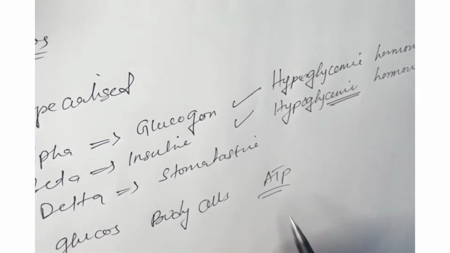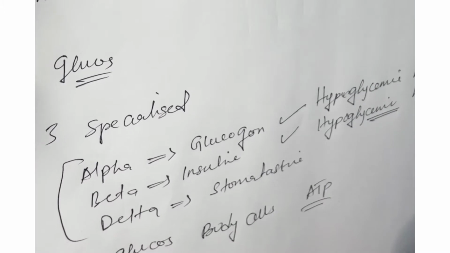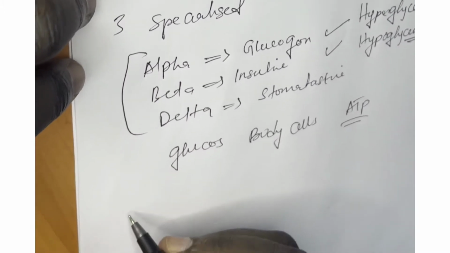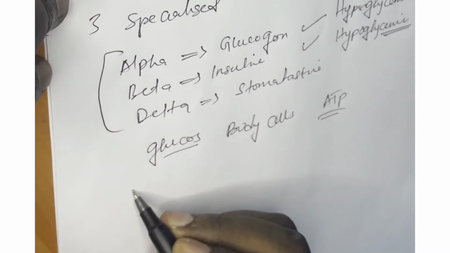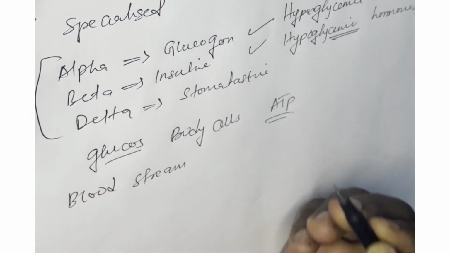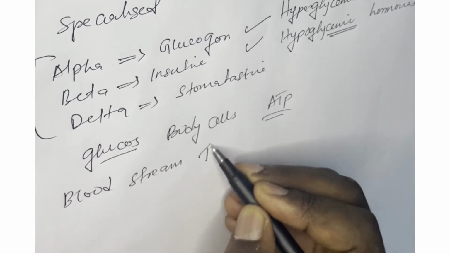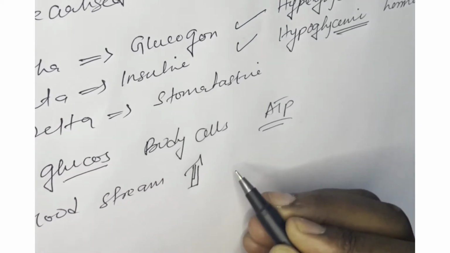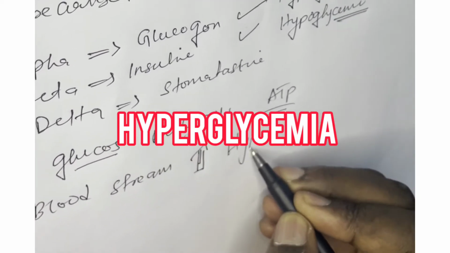So this is a healthy person. But in the case of diabetes mellitus, the person eats, and the glucose is absorbed into the bloodstream. When it is absorbed into the bloodstream, the blood glucose goes high, which is what we refer to as hyperglycemia.